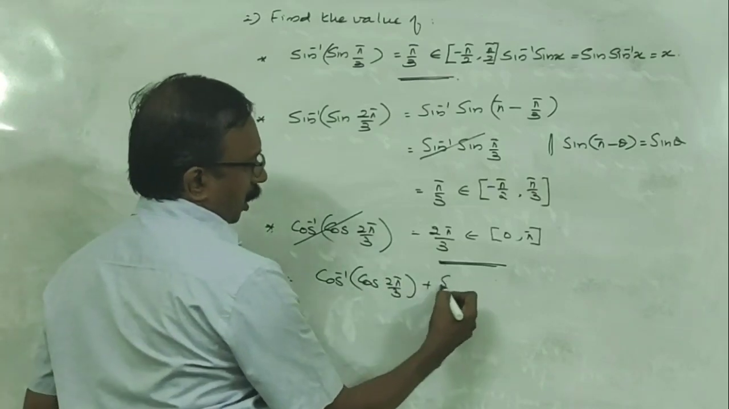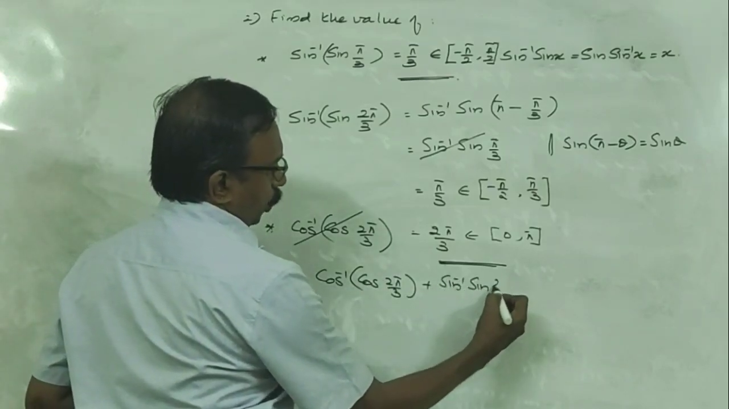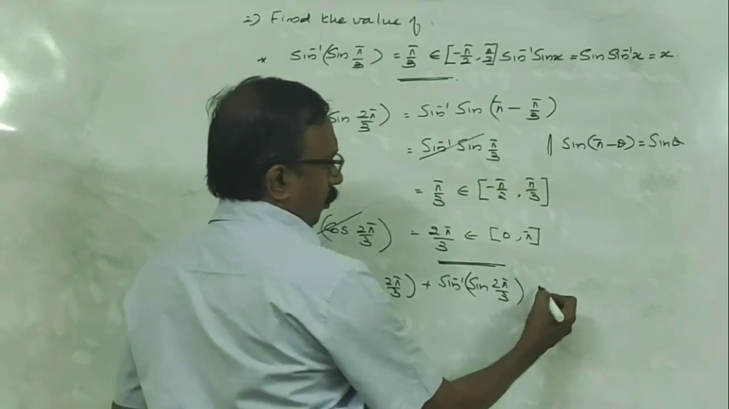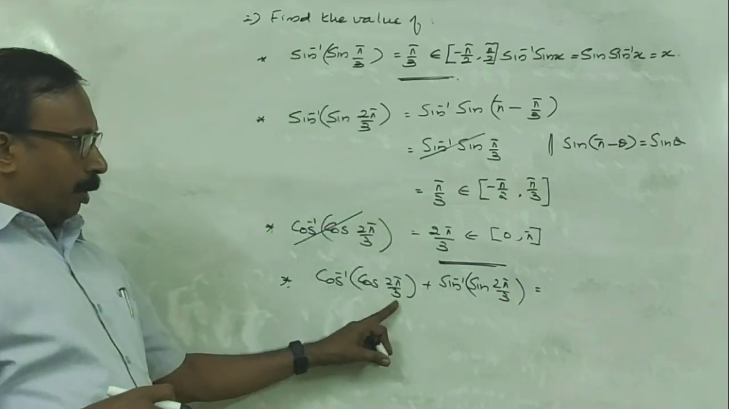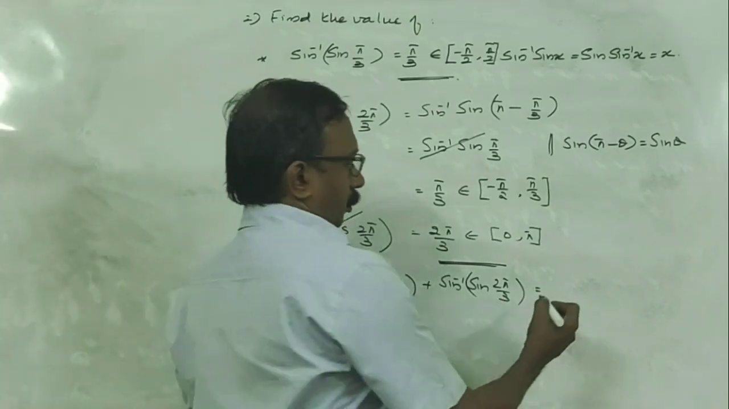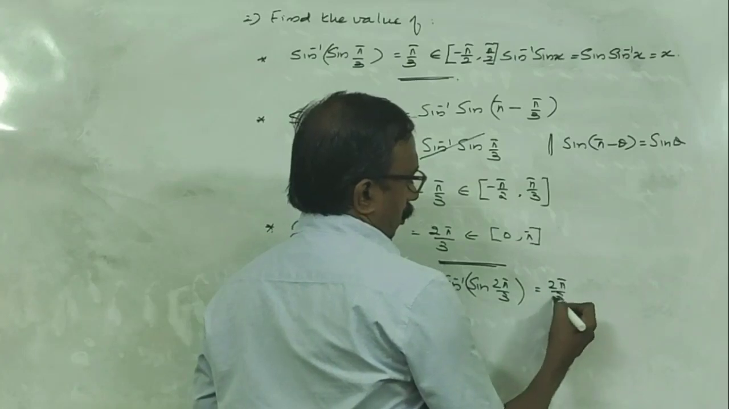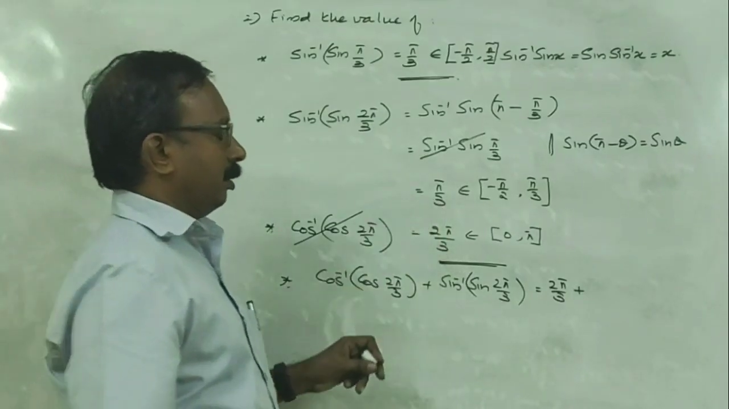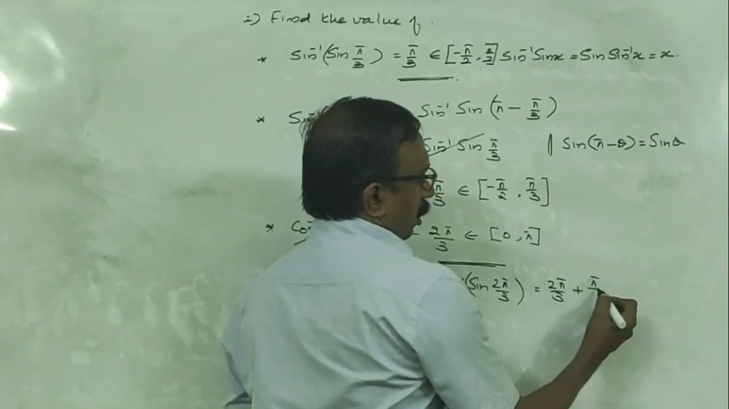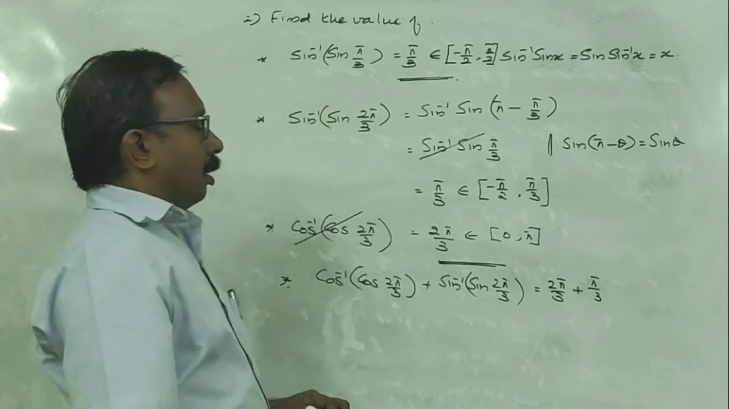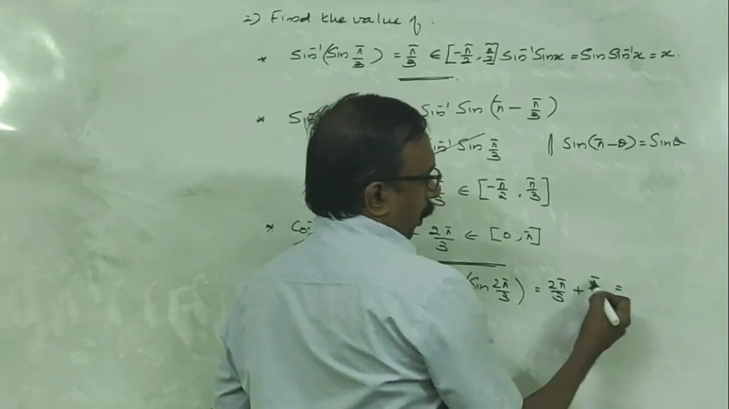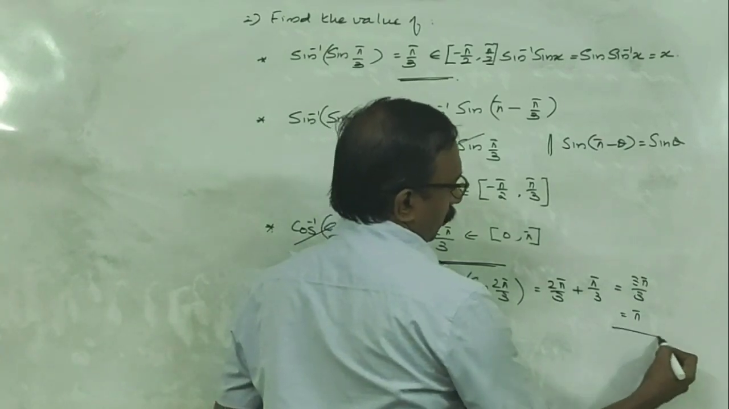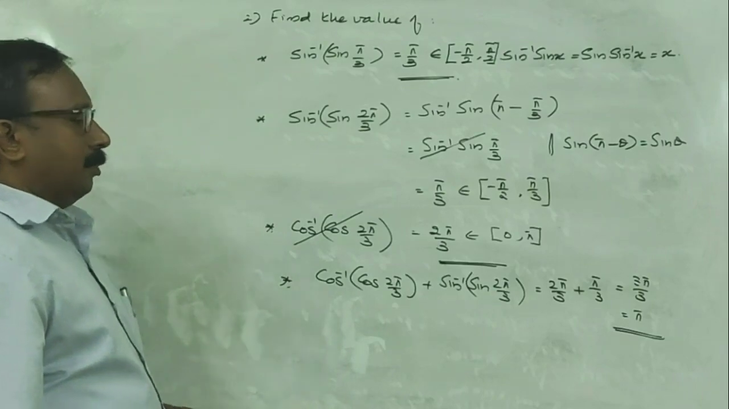Now one question is cos inverse cos 2 pi by 3 plus sin inverse sin 2 pi by 3. Here cos inverse cos 2 pi by 3 is 2 pi by 3. Sin inverse sin 2 pi by 3 is pi by 3. So we have 2 pi plus pi, 3 pi by 3, and the answer is pi. Isn't it?